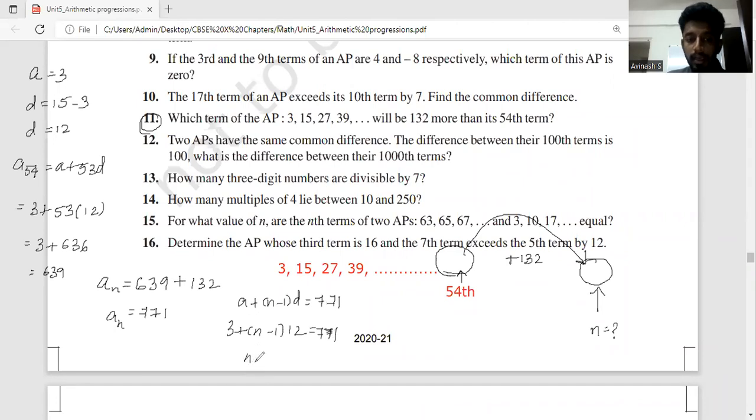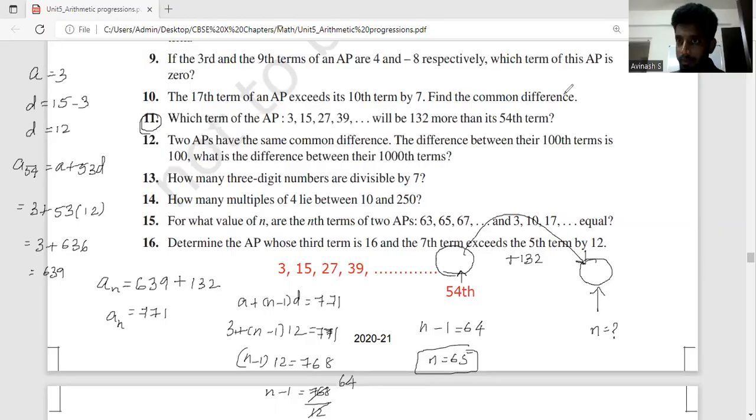And now n minus 1 times 12 will be equal to 768. When 3 goes to the other side, it gets subtracted. And n minus 1 equals 768 divided by 12. Now this will be 64 when you cancel it. So n minus 1 is 64, so n will be equal to 65. So this is the value of n. So we write that the 65th term will be 132 more than the 54th term. So the answer is n equal to 65.